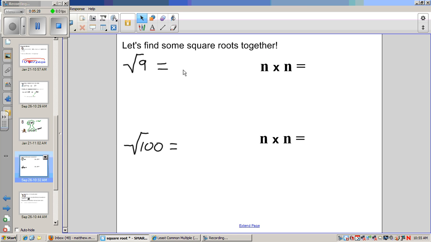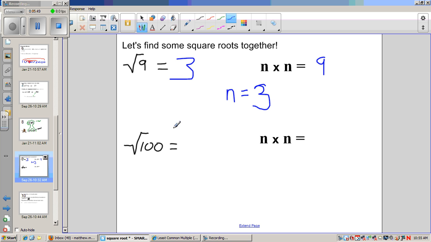So if we tried some of these, well, what's the square root of 9? Well, what times itself equals 9? Well, we know it's 3. 3 times 3 equals 9. Okay? Or n times n equals 9. So that would be n equals 3. Okay? Square root of 100, we just did. We know it's 10. So n times n equals 100. So 10 times 10 equals 100. That's how we think of it.